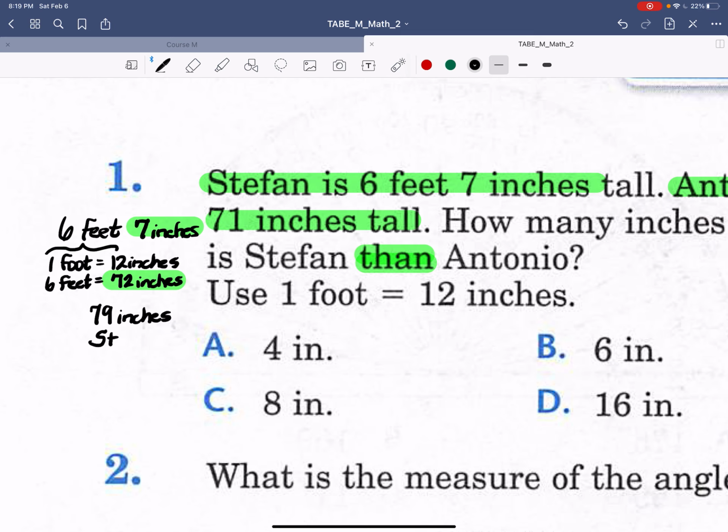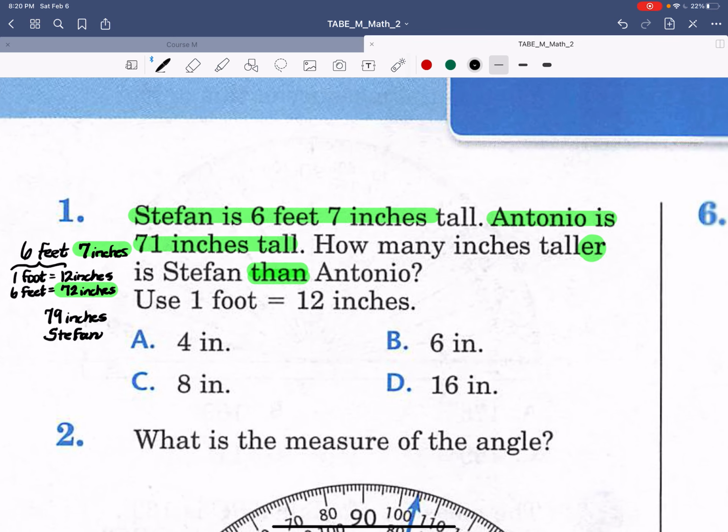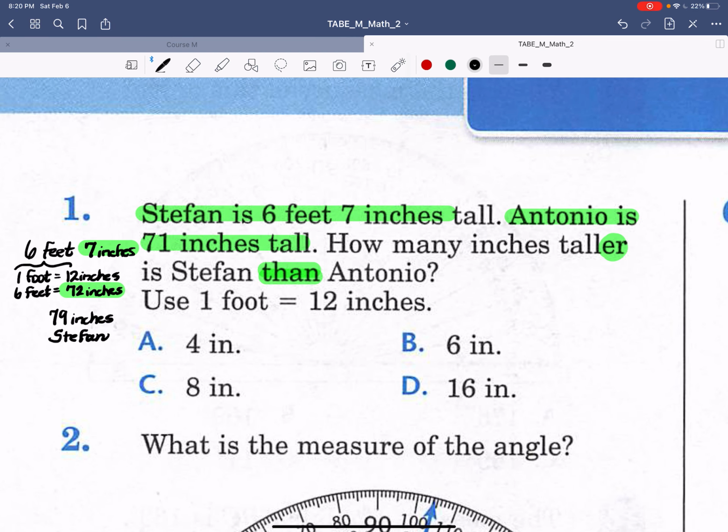And again, this is Stefan. I need to keep up with the name of the person. That's so important. And then here comes the subtraction. 79 minus Antonio's height, which is 71. That's going to be 8 inches difference. So for number 1, I like C. We are looking for the difference in their heights.